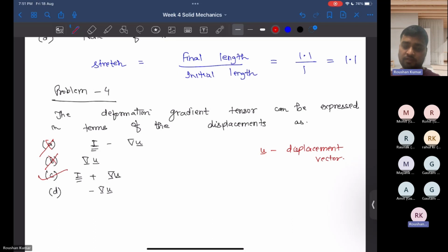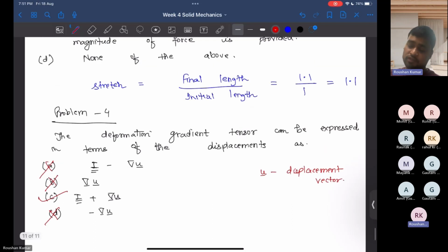In the starting of the session, I already mentioned the formula for the deformation gradient tensor in terms of the displacement vector. It is given by identity plus gradient of u, that is the gradient of displacement vector. The fourth option is minus of gradient of u. No, this is also not correct. So this is question number 4.